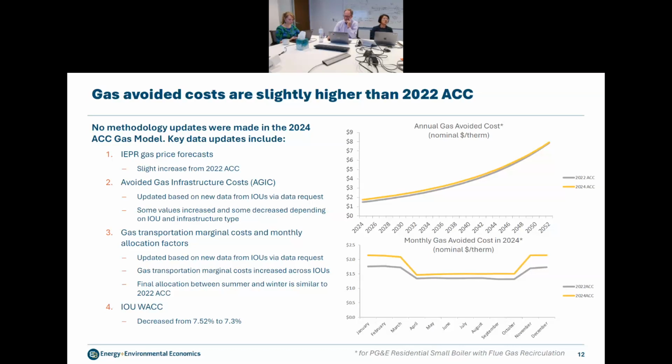That concludes the result overview for the 2024 ACC in the electric and gas model. And now I'm going to turn it over to the CERM team to describe the CERM data update.